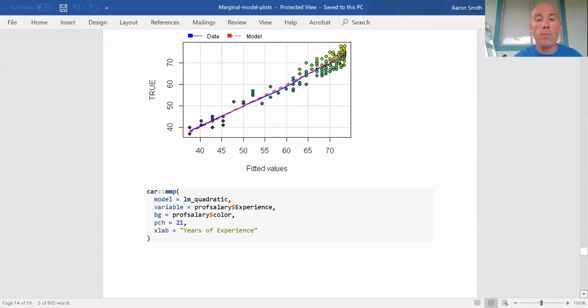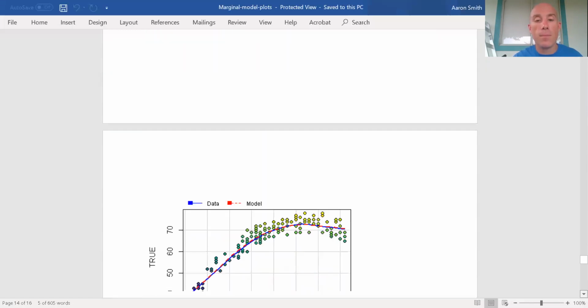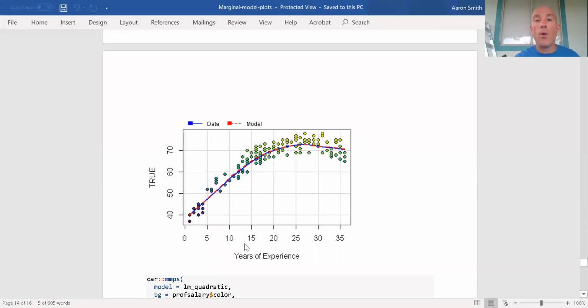Let's go to the next one. All right, so now here I've got years of experience. Now remember, years of experience was in there twice, a linear term and a quadratic term. Because of that, you can see that the model is taking a curve because I'm modeling with a quadratic. And we can see that the points and both lines are adhering pretty close to each other. So this is consistent with me having a good model.